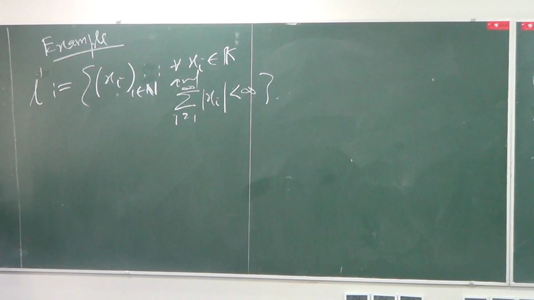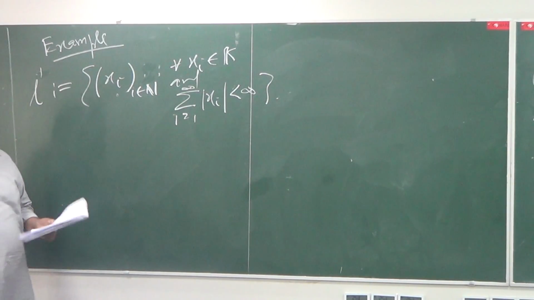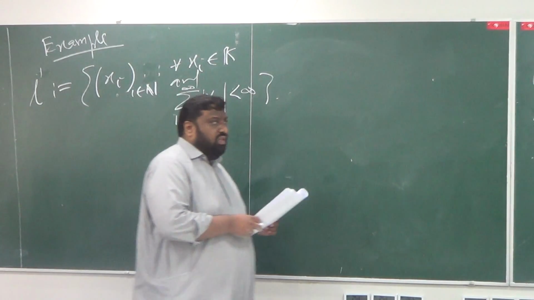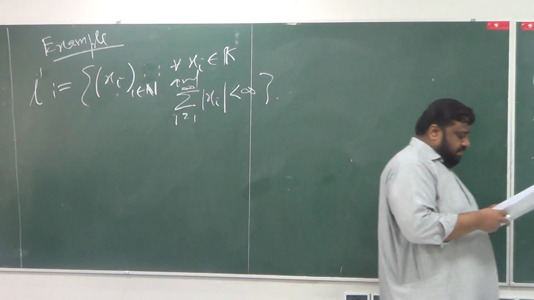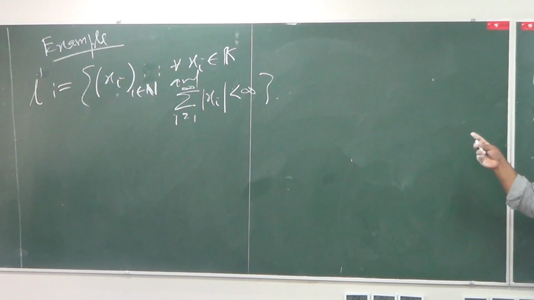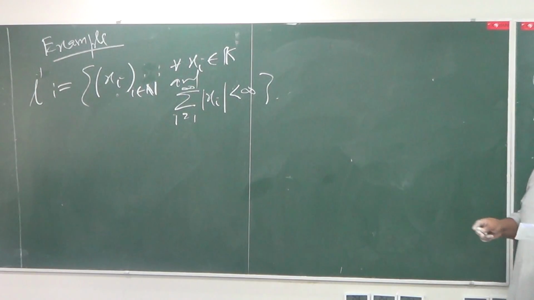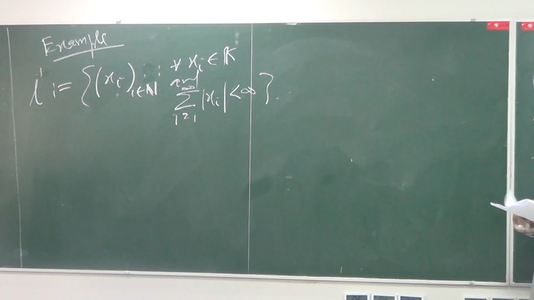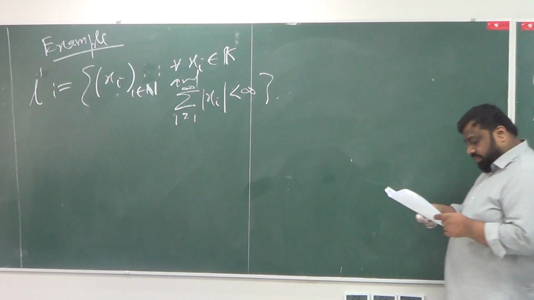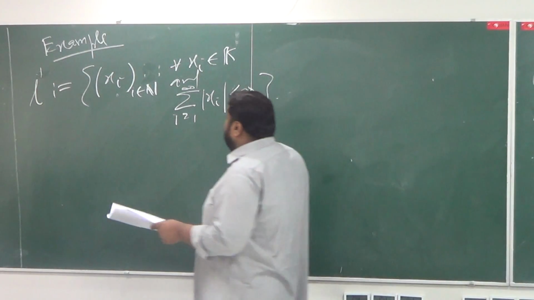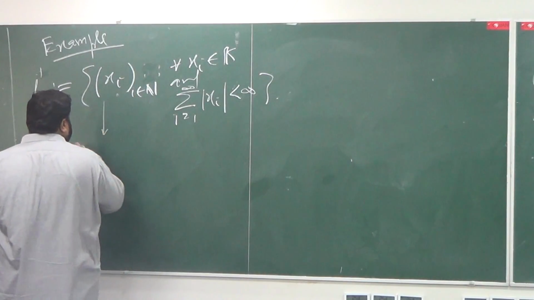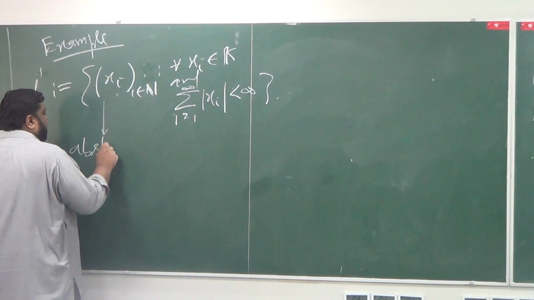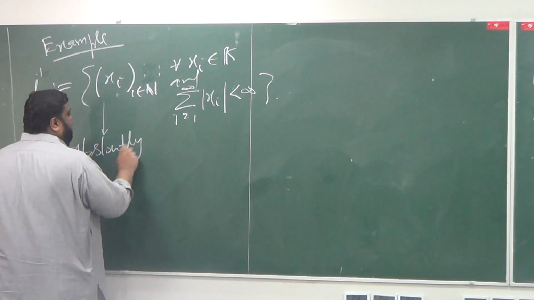So it's a collection of those sequences for which the corresponding series is absolutely convergent. Okay. And you call such sequences absolutely summable sequences.